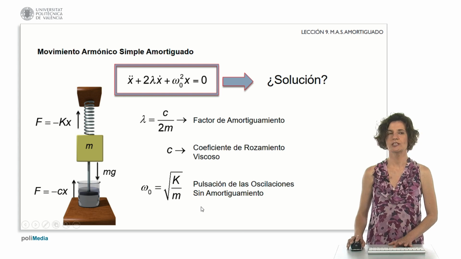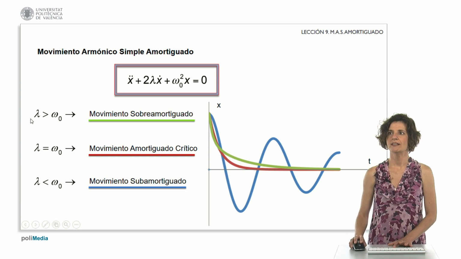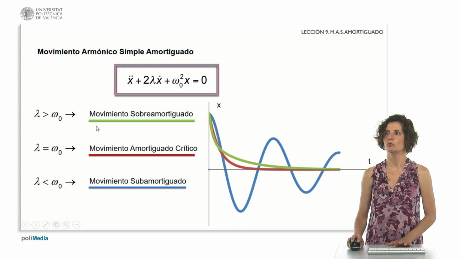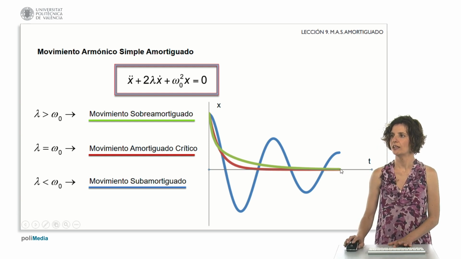And what is the solution of this differential equation? Well, the solution depends on the value of lambda. It depends on whether lambda is greater than omega sub 0. In that case, we would have an overdamped motion. We see it represented in the graph in green, and we see that the mass does not oscillate. It does not exceed the equilibrium position.